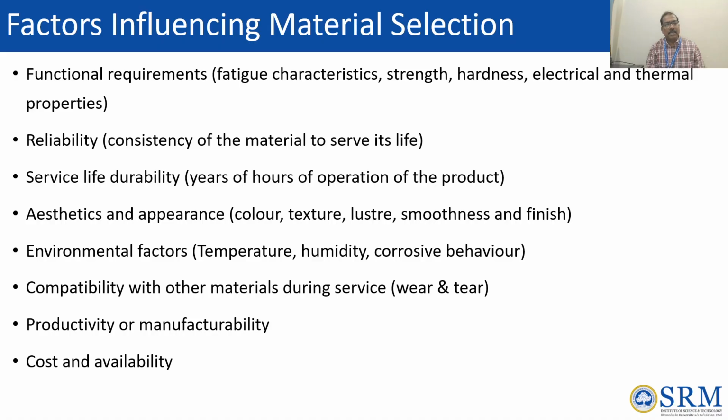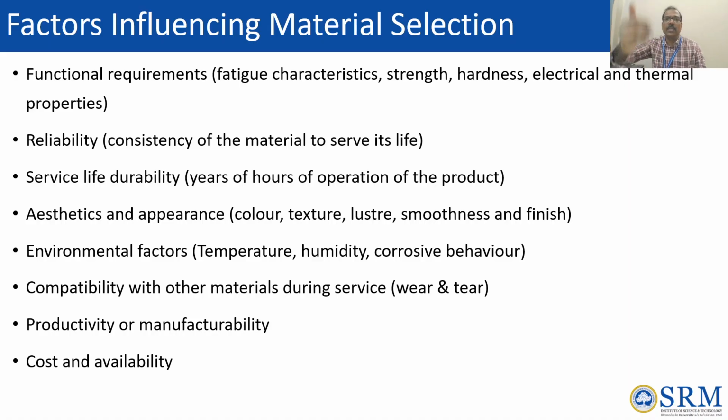Material selection basically starts with what kind of requirement we have for the material. What is the functional requirement of the product for a particular material? Functional requirements means fatigue characteristics. What is the strength? What is the hardness? Whether it has electrical or thermal properties. These are all functional requirements for the particular product, so we should consider this. These are all the factors influencing our material selection.